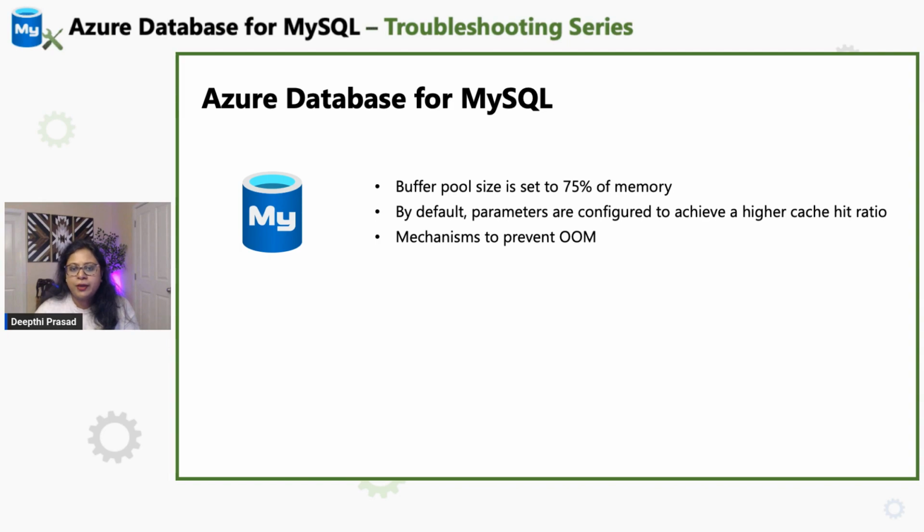Next up, the default parameters are configured to achieve higher cache hit ratio. As a result, memory utilization on your servers may hover above 80 to 90% of the available memory. Our goal is to ensure you have minimal responsibility of tuning. We've also added a few features to prevent out of memory as much as possible, like enabling swap and moving the MySQL server to the second tier of the OOM killer.